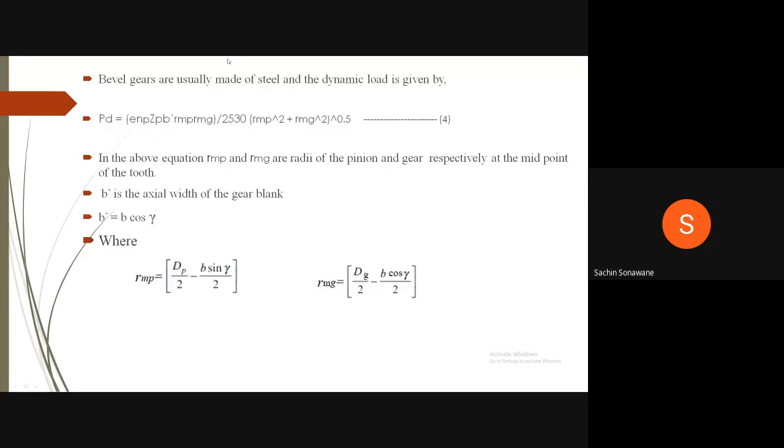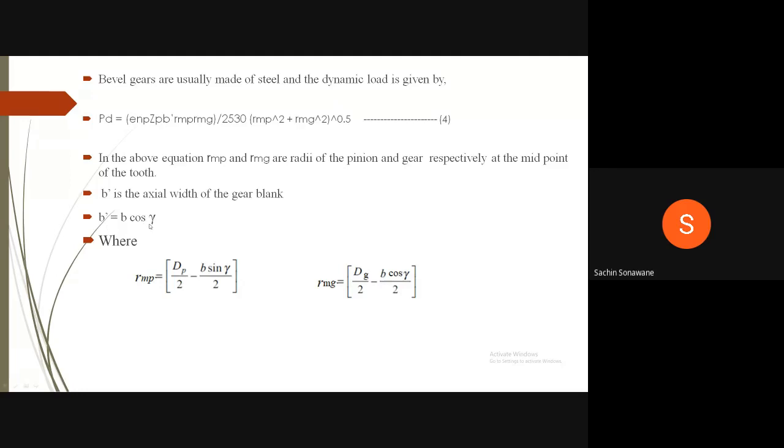Bevel gears are usually made of steel and the dynamic load is given by PD is equal to ENPZP into B dash into RMP into RMG divided by 2530 into square root of RMP square plus RMG square, equation 4. In the above equation, RMP and RMG are the radii of the pinion and gear respectively at the midpoint of the tooth. B dash is the axial width of the gear blank.